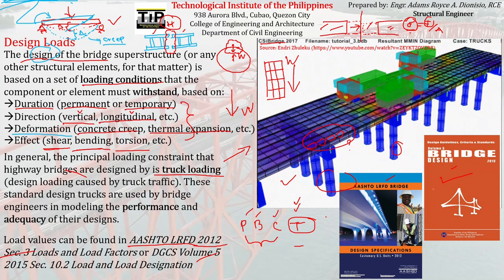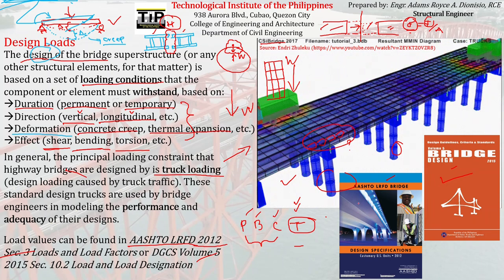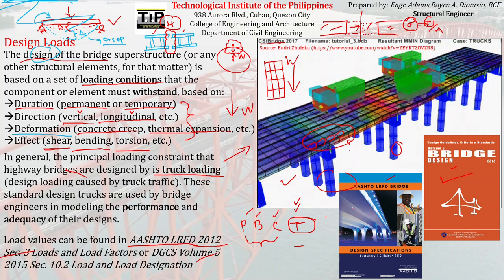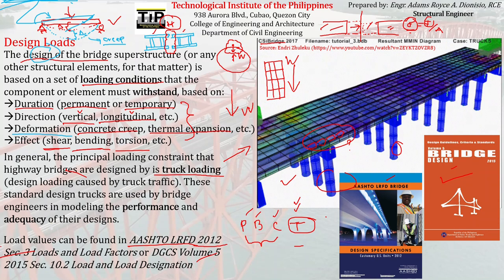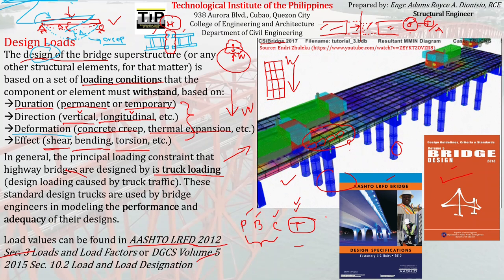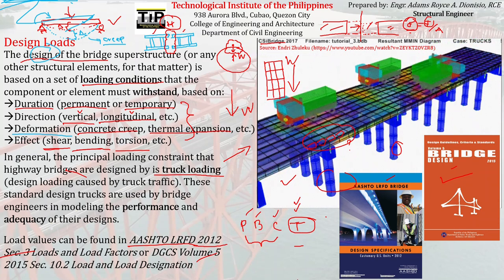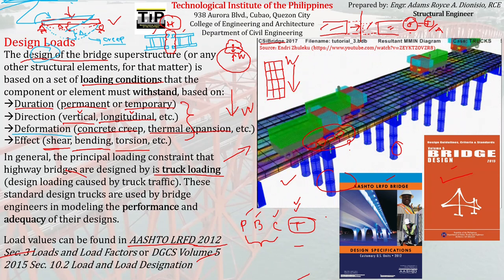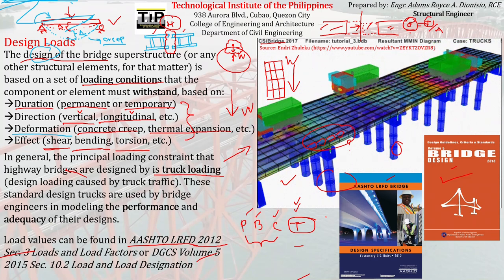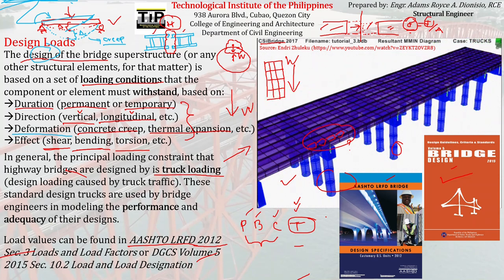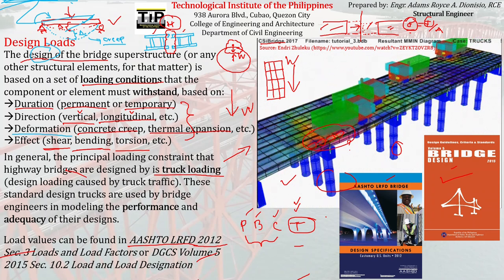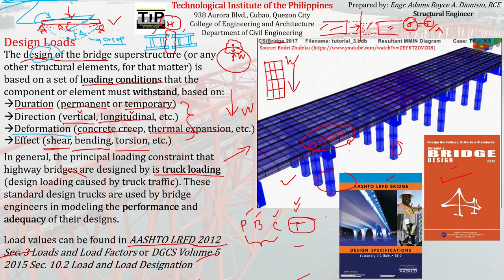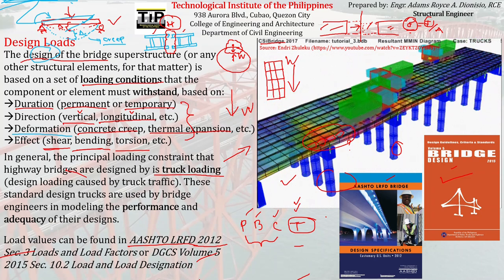Okay, so if you want to find the particular provisions or load-related concerns, you can just simply go to Section 3, Loads and Load Factors, if you will refer to AASHTO LRFD. You can just move forward to Section 3, Loads and Load Factors, if you want to have information about the design loads that is usually anticipated for designing bridges. Or you can rather go to DGCS Volume 5, 2015, Section 10.2, Load and Load Designation.